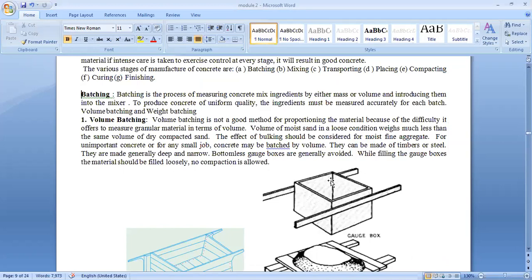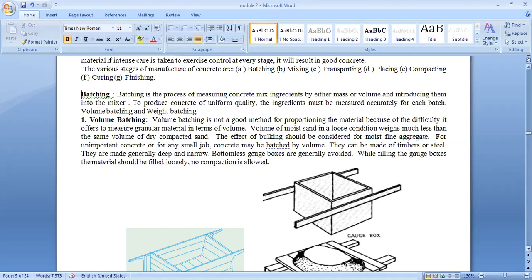This one we call a gauge box. It is made of either timber or steel. The volume of this box is adjusted to the volume of one bag of cement. You need to take the coarse aggregate and fine aggregate. The volume of one bag of cement is approximately 35 liters. Based on that, you take fine aggregate and coarse aggregate using these gauge boxes.